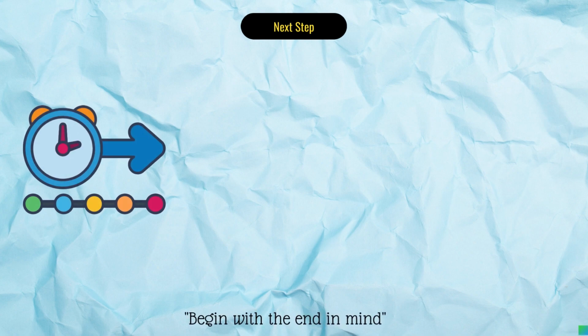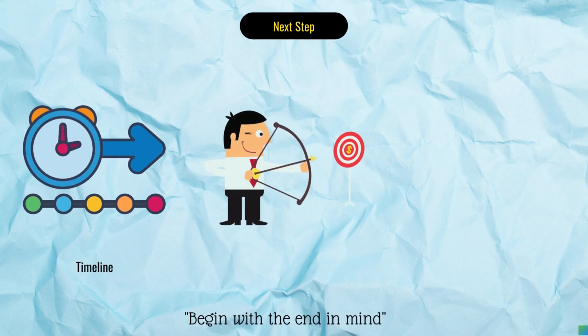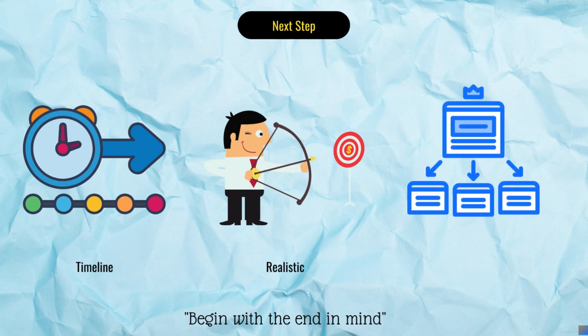Next, you'll want to create a timeline for achieving your goals. This will help you stay on track and ensure that you're making progress towards your targets. It's important to set realistic deadlines and break your goals down into smaller, manageable tasks.